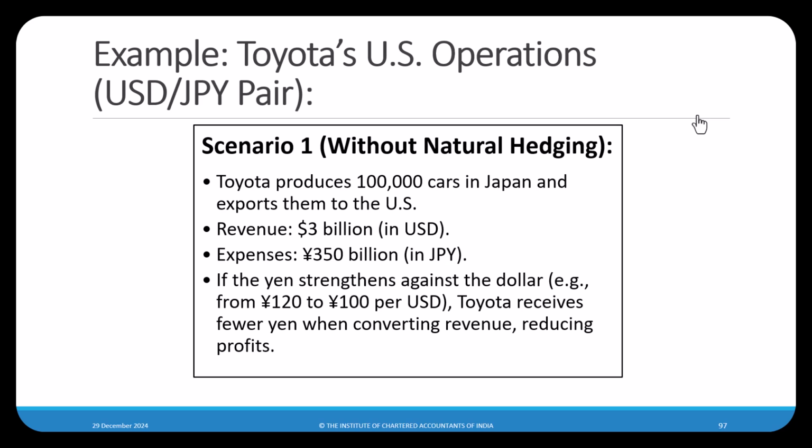So that means the yen has strengthened from 120 to 100, that means per dollar they are going to get 100 now as against 120 earlier. So over time the yen has strengthened, so that means you will get fewer yen per dollar and your profits are going to come down.